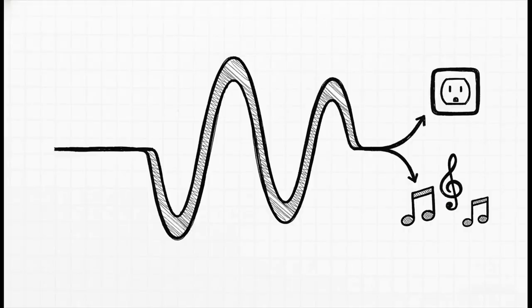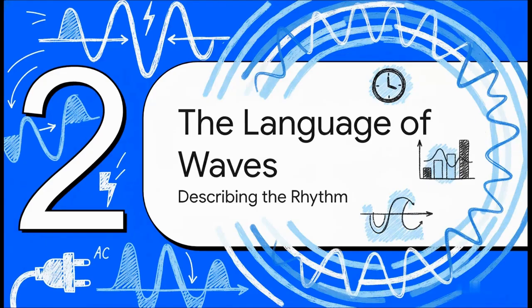And the most fundamental, the purest form of this rhythm is the sine wave. This is the absolute basic building block for every AC signal. I'm talking about the power coming out of your outlets, the radio waves carrying your favorite song. It all starts with this. So if we're going to get this, we really need to learn the language of these waves.